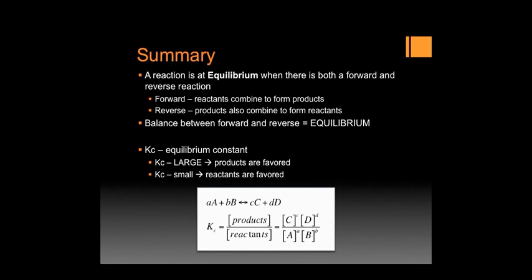We can plug in concentration values in the form of molarity into all of those places, and we can use that to calculate what our K sub C value is, and then again use that to predict whether our products or reactants are favored as above.